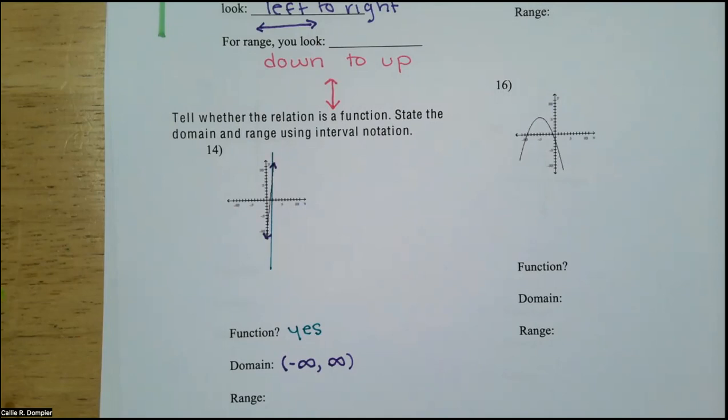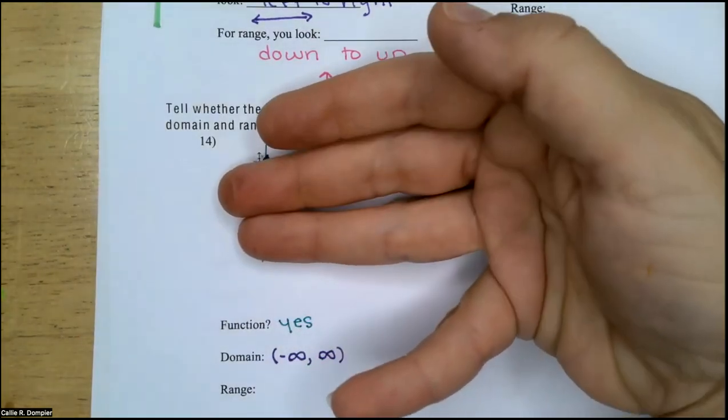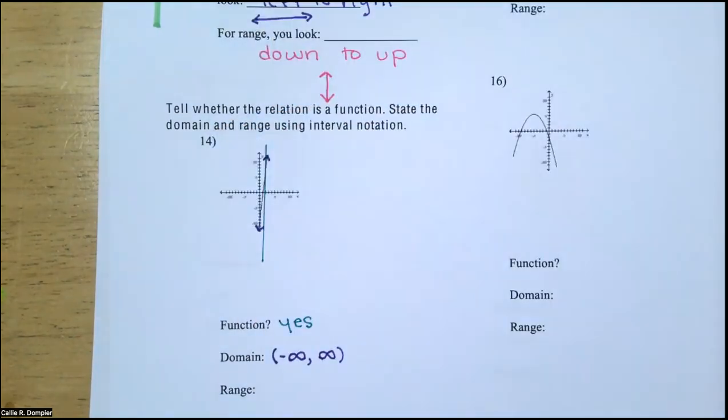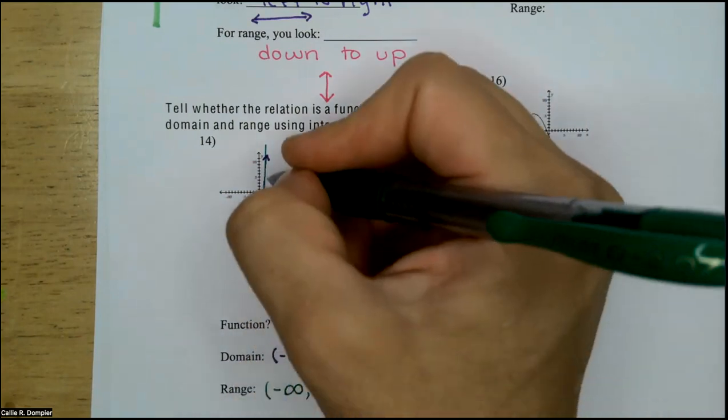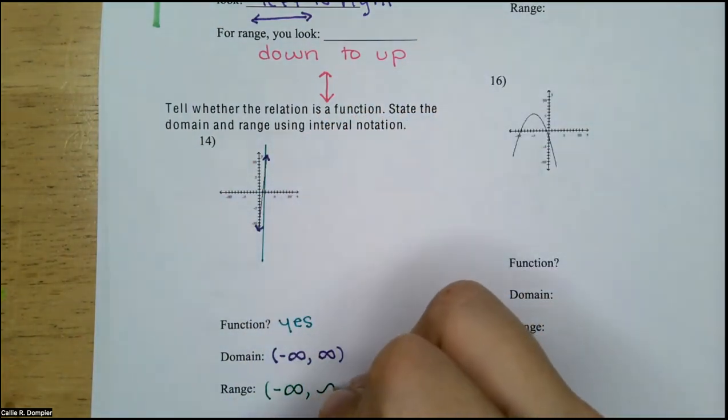So my domain is from negative infinity to infinity. And then my range, remember, we're looking from the bottom to the top. Here it is at the bottom, but it's going forever towards the bottom or towards negative infinity. And then at the top, the arrow is going up, so that's towards positive infinity.